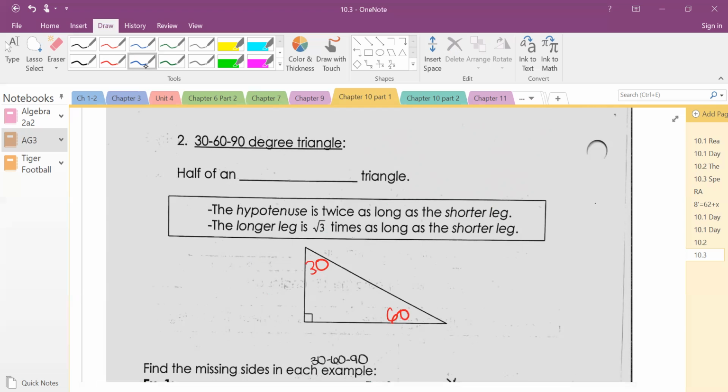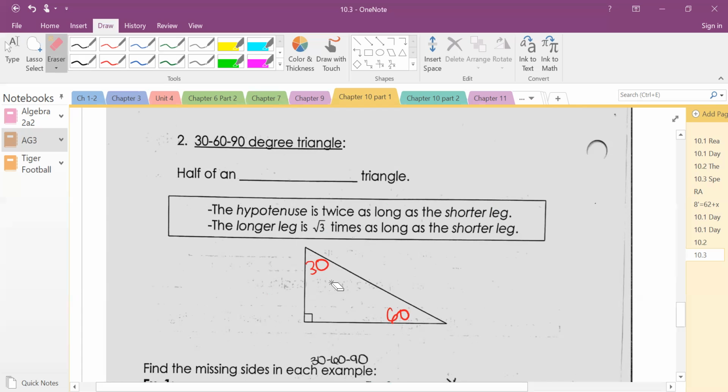How do we know which one's the shorter leg? Is it going to be the leg across from the 60? Is it going to be the leg across from the 90? Or is it going to be the leg across from the 30? Here we go. How you know which one is the shorter leg? It's going to be directly across from the smallest angle. That's on purpose. The shortest side is always across from the smallest angle. So that's what we're going to start with.